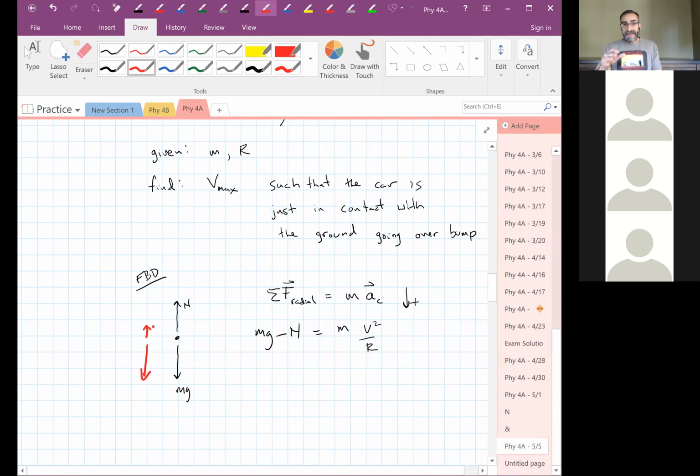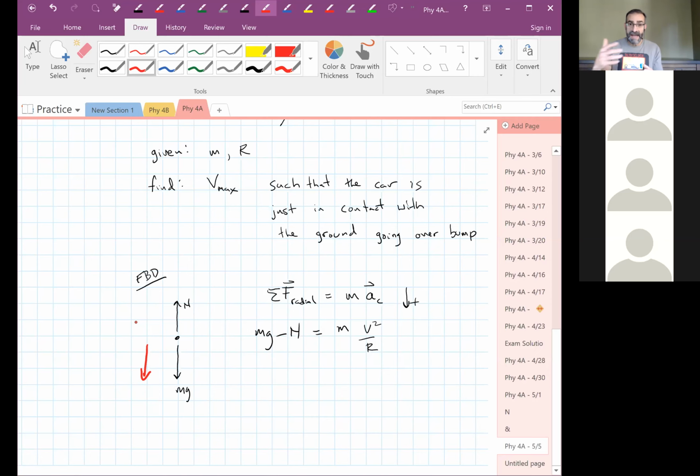And I keep driving faster and faster and faster. And what happens? The normal force gets smaller and smaller and smaller until it goes to 0. And when the normal force goes to 0, the only force keeping me moving in a circular path as I go over that hill is the force of gravity. And if I try to go any faster than that, there's not enough force keeping me in a circular path, right? Because the road can't pull on me. It can only push on me with a normal force.